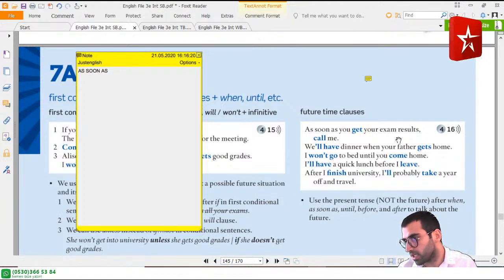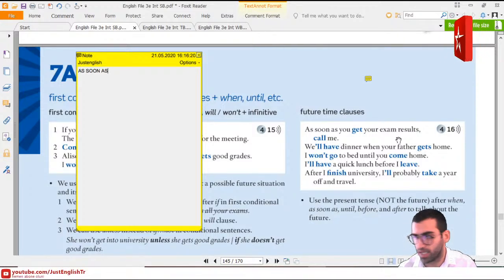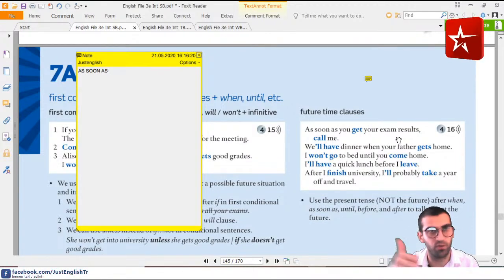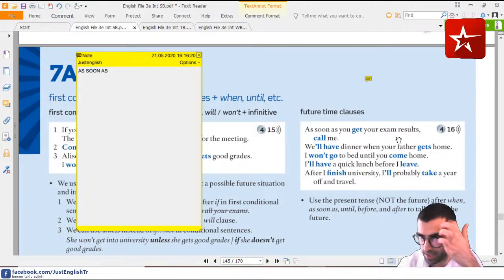You won't develop your skills in English unless you practice a lot. Yes, if you don't practice a lot, you won't develop your skills. That's the perfect answer. That's the perfect sentence, Azime.